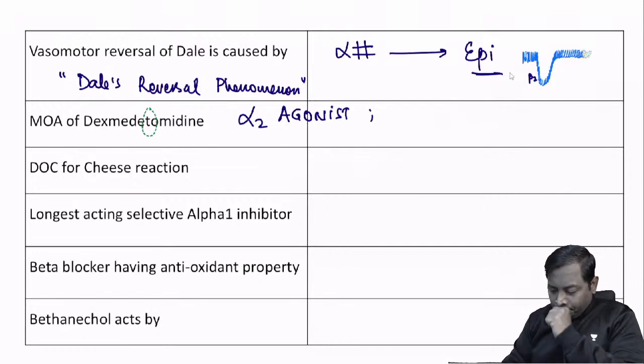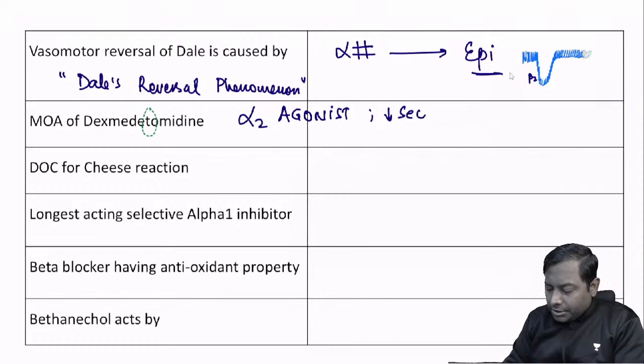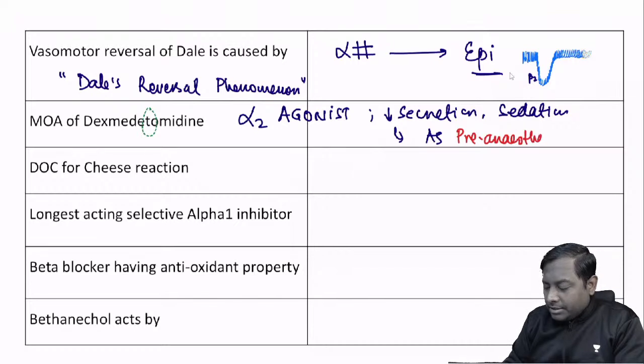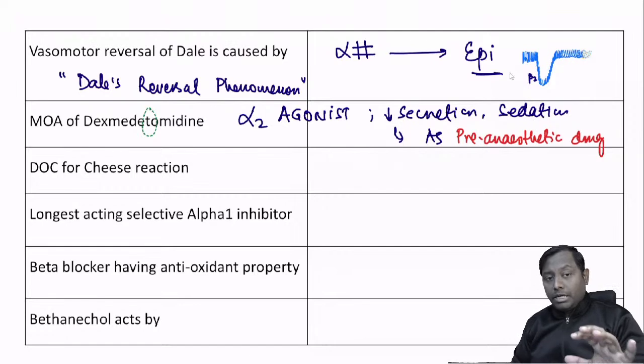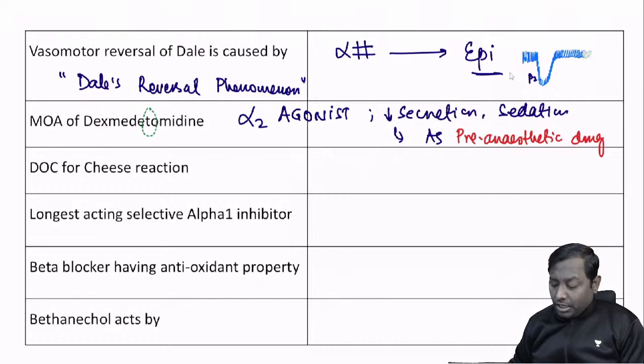Remember, it decreases the secretion and it also causes sedation. Because of this particular reason, it is utilized mainly as a pre-anesthetic drug. Currently it is a very commonly utilized pre-anesthetic drug. Please do remember that even clonidine can also be used, but dexmedetomidine is specifically developed as a pre-anesthetic drug. Don't call dexmedetomidine an alpha 2 antagonist, it is an agonist.